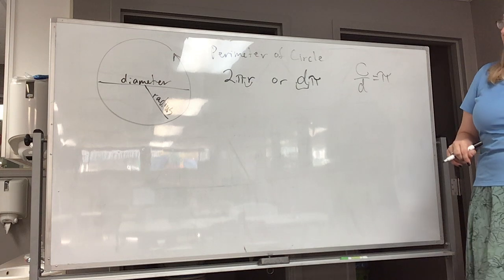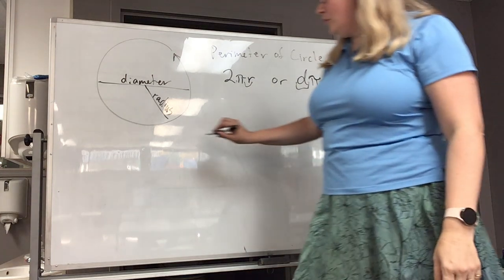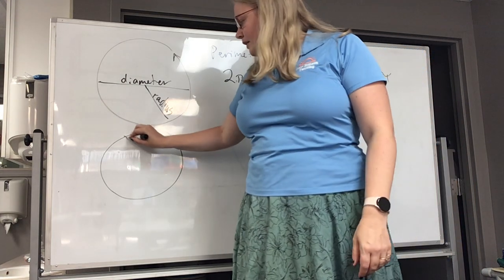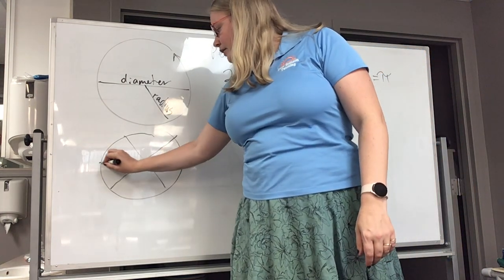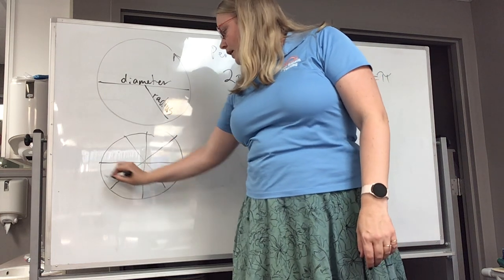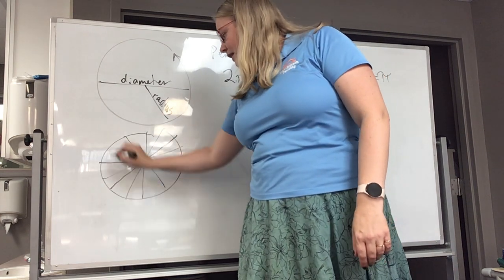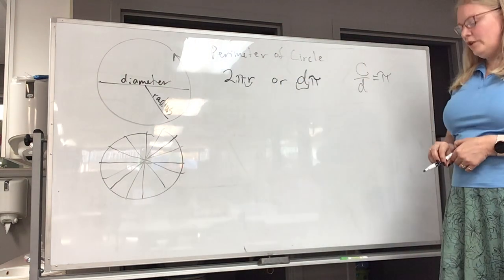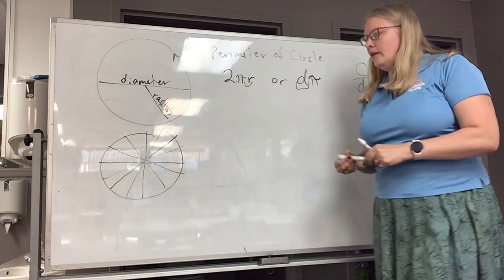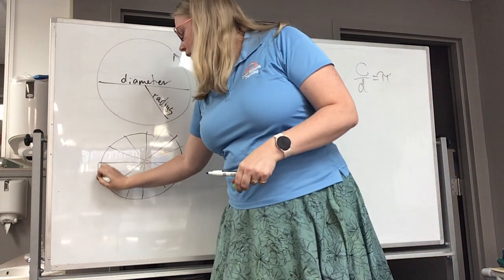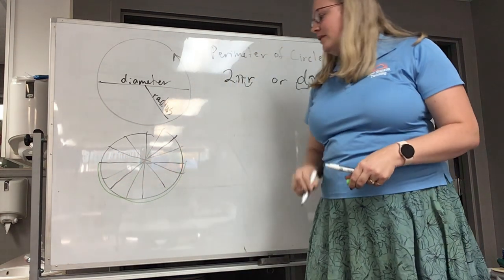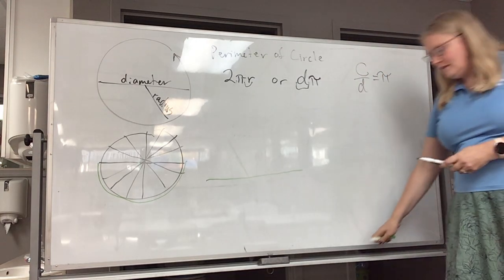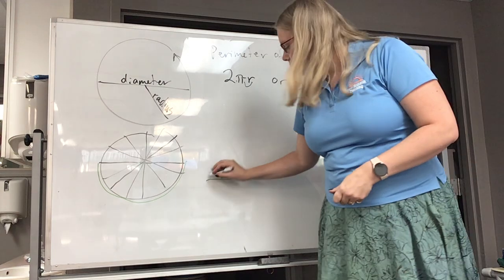But what you can do, and how this formula comes about, is that if we cut the circle area into a bunch of teeny tiny pizza slices, we could arrange this with half of the pizza slices across the bottom as a set of triangles. Wrong way.